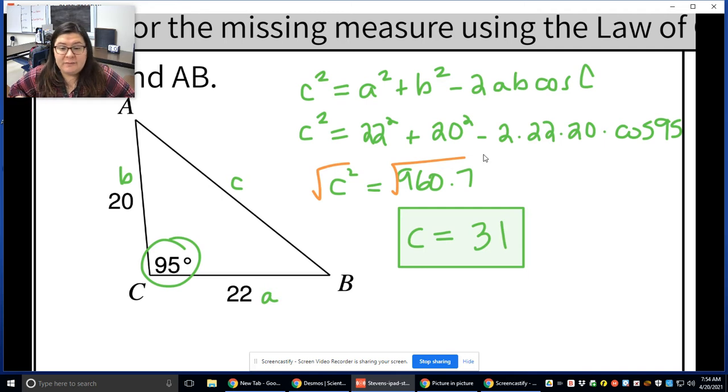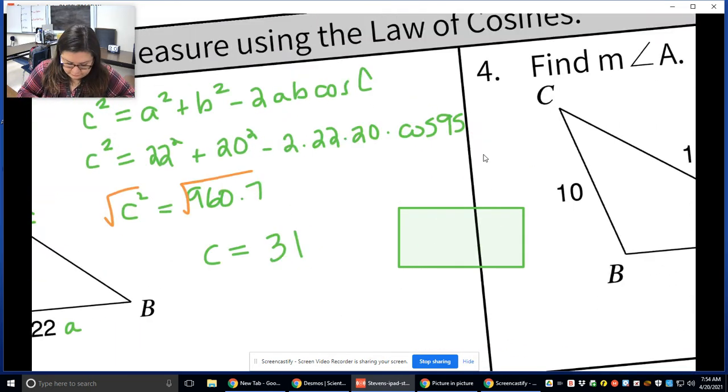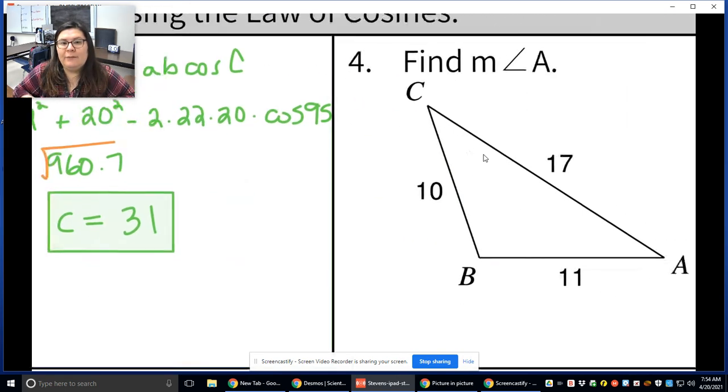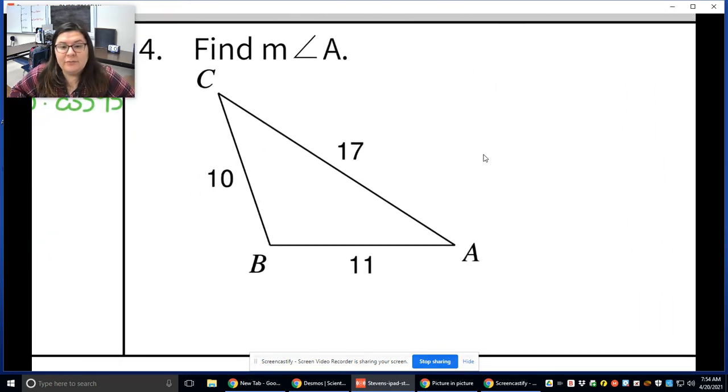All right, so that's when you're looking for a side length. Finding an angle with the law of cosines is a little bit more complicated. Oops, what did I just do? There we go. Okay, so find the measure of angle A, and there's our triangle with all three sides labeled. I am specifically looking for angle A. Let's label the sides. So if this is capital A, then that 10 must be little a. 17 must be little b. 11 must be little c.